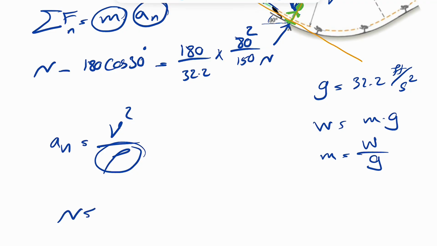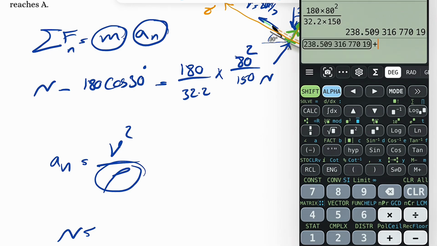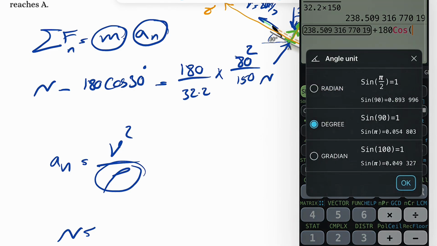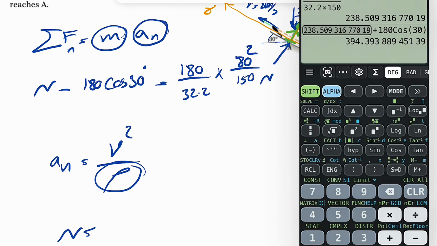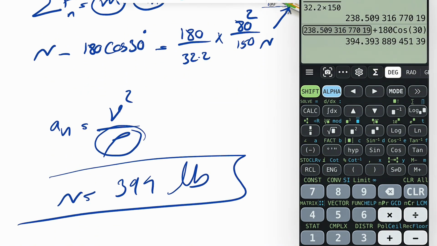Let's just calculate it. Alright, so it's going to be 180 times 80 squared over 32.2 times 150, and we're going to add this to the 180 cosine of 30 degrees, and yeah, that's going to give us 394 pounds as the final answer for this question.